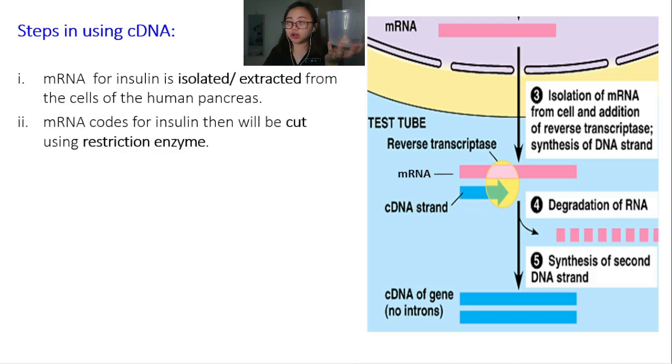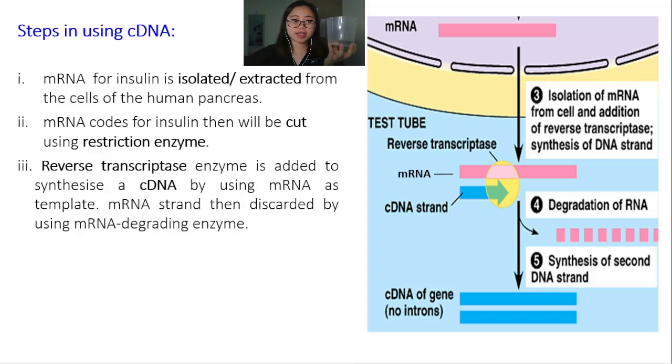And then you are going to add restriction enzymes. Dalam ini adalah mRNA untuk insulin. So what we're gonna do is we're gonna take the restriction enzymes. We're going to add that to cut the mRNA that is in my test tube. Okay, after we add the restriction enzyme to cut the mRNA, we are going to add reverse transcriptase enzyme.